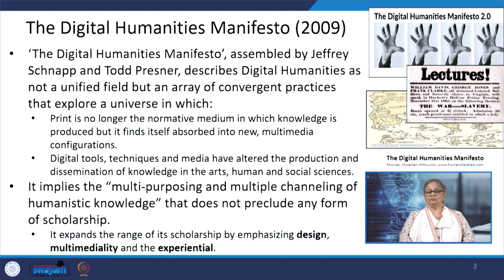As they suggest, Digital Humanities, or DH, is not a unified field, but an array of convergent practices that explore a universe in which print is no longer the normative medium in which knowledge is produced, but finds itself absorbed into new multimedia configurations. As we see, digital tools, techniques, and media have altered the production and dissemination of knowledge in the arts, humanities, and social sciences, and it implies the multi-purposing and multiple channeling of humanistic knowledge that does not preclude any form of scholarship. It expands the range of its scholarship by emphasizing design, multimediality, and the experiential.